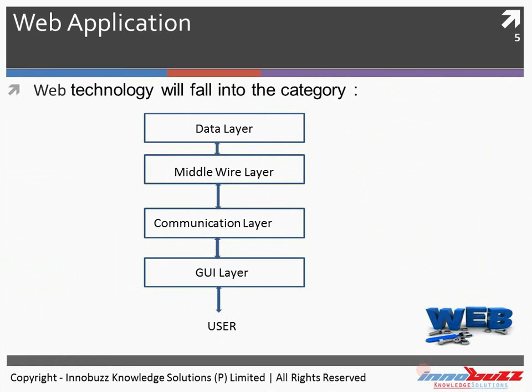The web technology falls into a category where we can see many layers involved. Initially, the user will interact with the GUI layer, which is the graphical user interface layer, where the user can enter the data or do any kind of manipulation with the interface. After which it goes to the communication layer, middleware layer, and a data layer. We'll see the details in further slides.